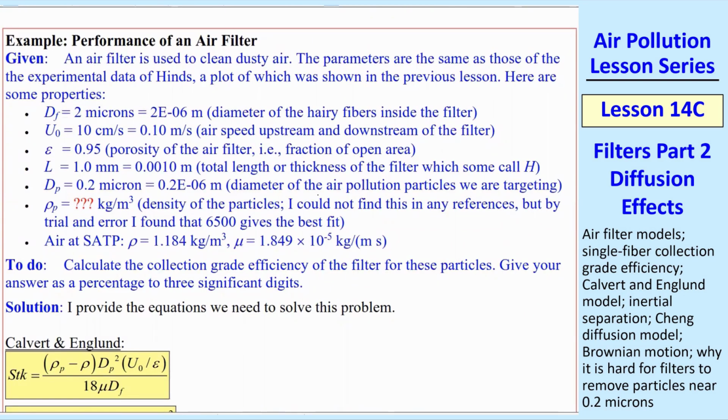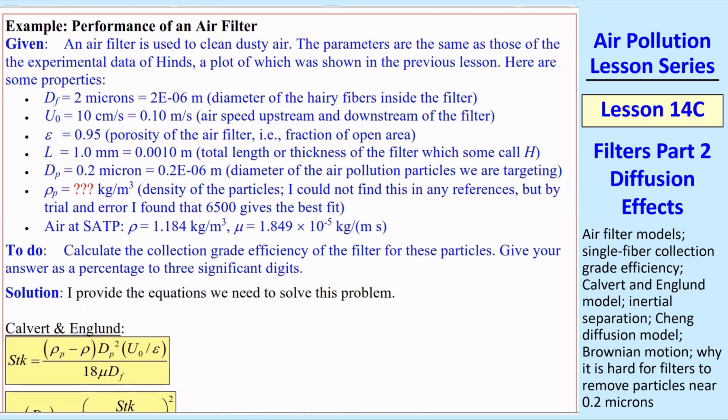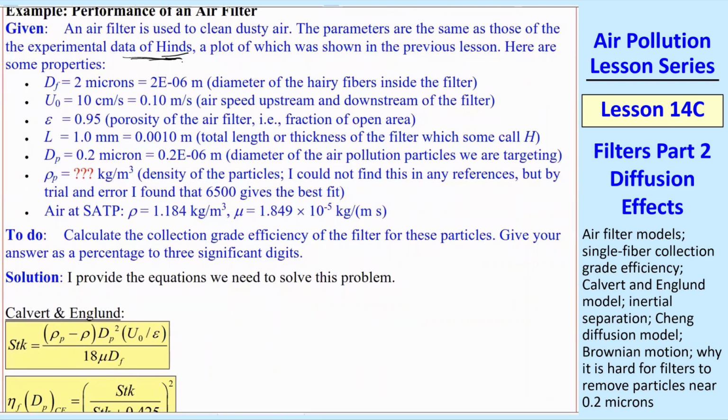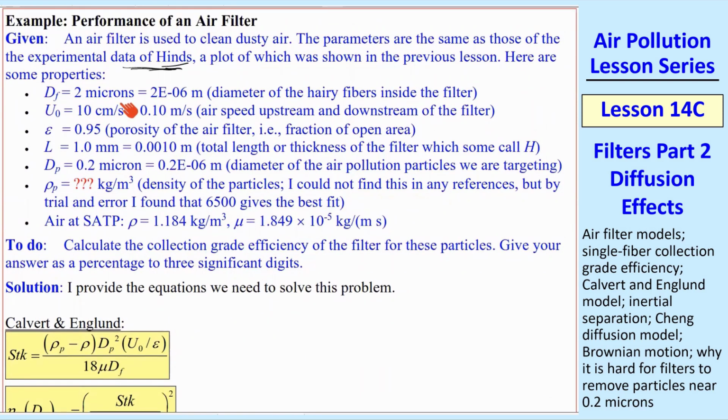Let's do an example. Here's an air filter that's cleaning dusty air. Now, I'm using all the experimental data of Heinz, which was a plot that I showed in the previous lesson. I'm trying to duplicate that plot. So let's see how close we can get. In Heinz's filter, the filter fibers were 2 microns in size. U0 was 10 centimeters per second or 0.1 meters per second. Porosity of the filter was 95%. The total thickness of the filter, which we call L here, is 1 millimeter.